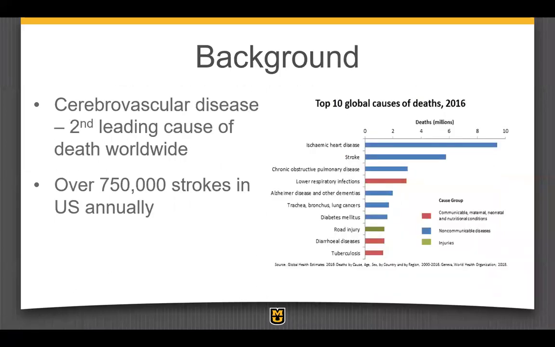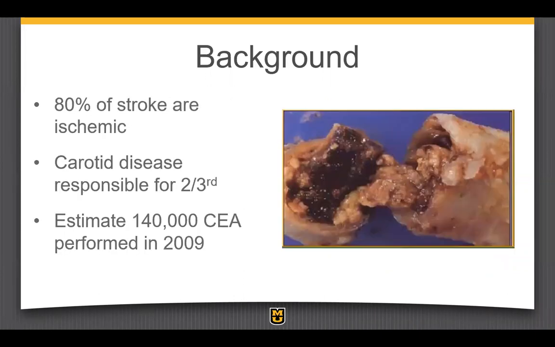So to go over some brief background, cerebrovascular disease is the second leading cause of death worldwide, with a significant number of strokes in the US annually. 80% of these are ischemic, of which carotid disease is responsible for probably about 2/3. An estimate from 2009 suggested that about 140,000 carotid operations were performed, and that number has remained relatively stable up until most recently.